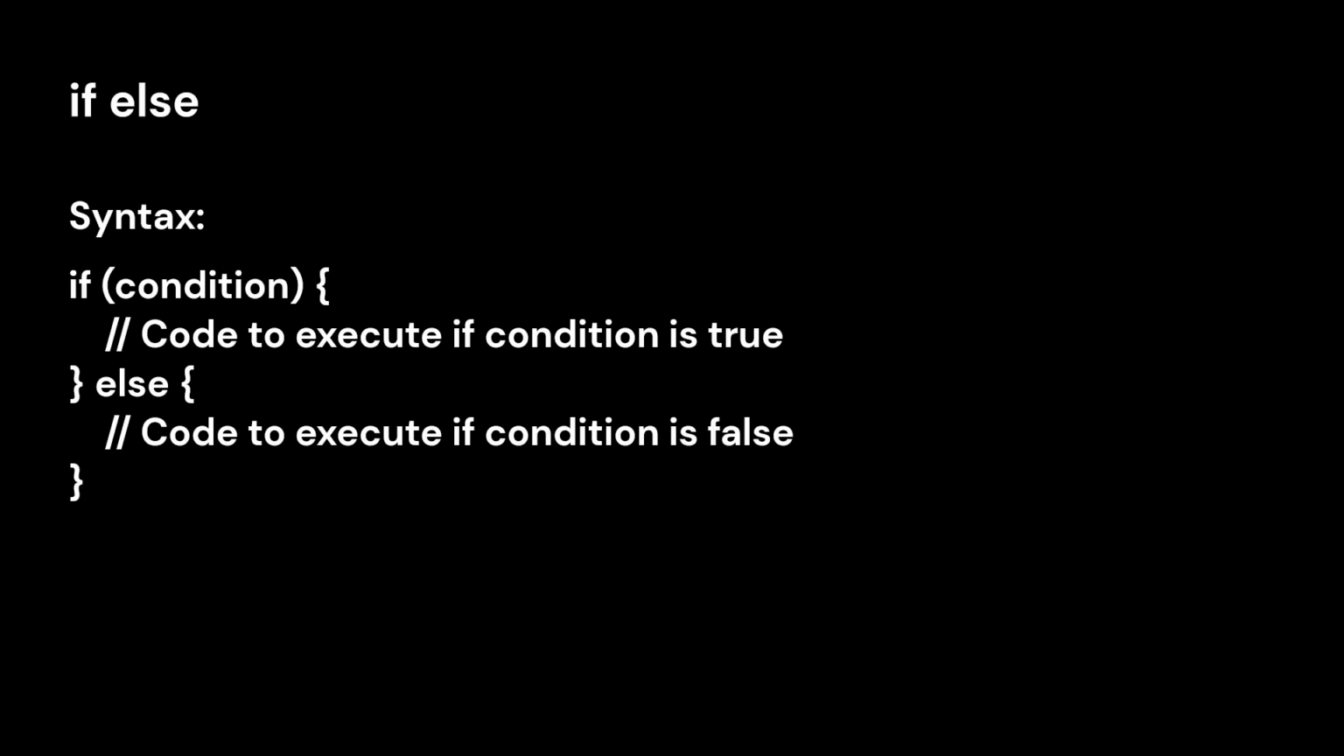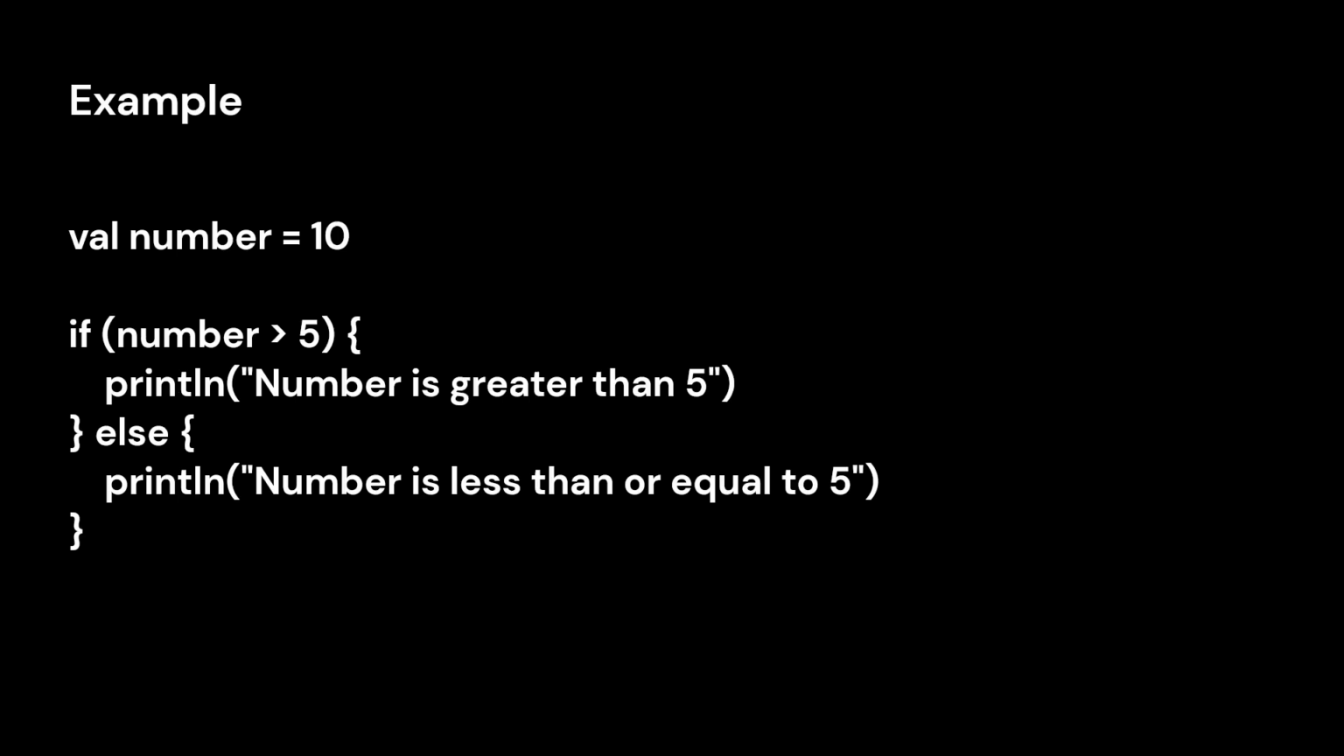The if statement is used for conditional branching. It allows executing different blocks of code based on a condition. If the condition within the if statement is true, the code block inside the if block is executed. If the condition is false, the code block inside the else block is executed, if an else block is provided.